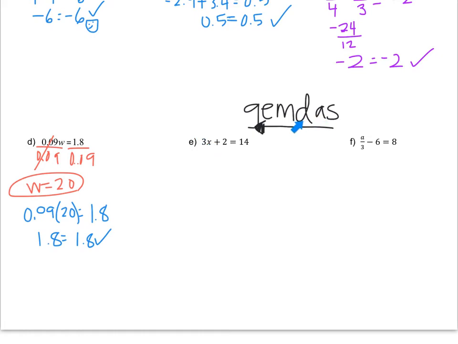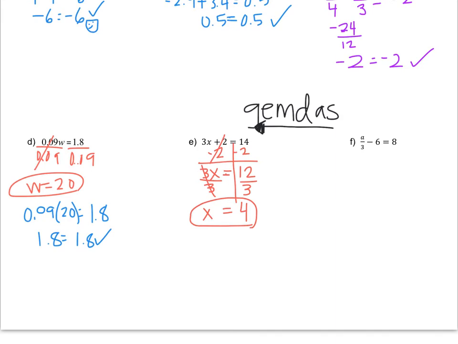If I'm going backwards in GEMDAS, I'm going to get rid of the addition before the multiplication because I'm going backwards. So the way that you get rid of the addition is by subtracting. So I'm going to subtract 2 from both sides, and I bring down what's left. 3x equals 12. Now this is different than the last one because now we have a second step to do, right? So now I have multiplication, and I'm going to undo that with division. And so the answer would be x equals 4.